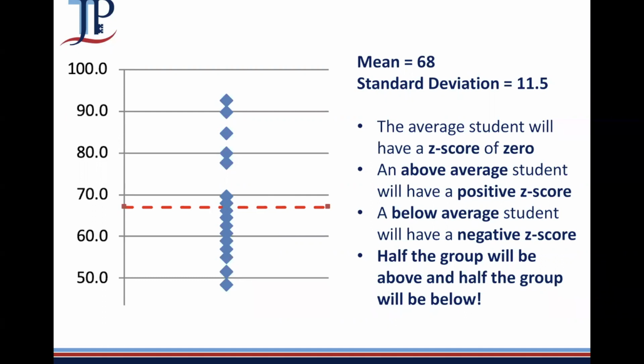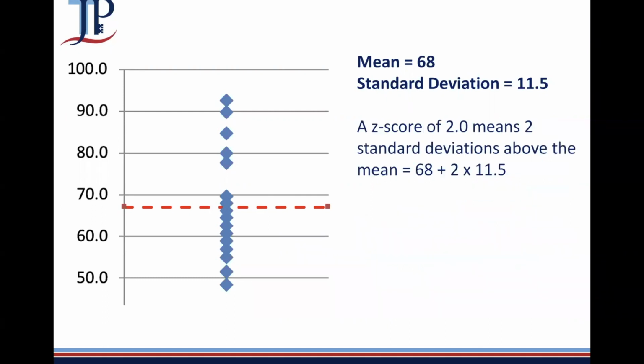So here's an example. How do you do well if the mean of the group is 68? Well, if you've got a Z score of 2, that means you're 2 standard deviations above the average. So if the average is 68, my little calculation is there for you to work out. 2 times the 11.5, add it to the 68. The student at the top can be getting a 91.